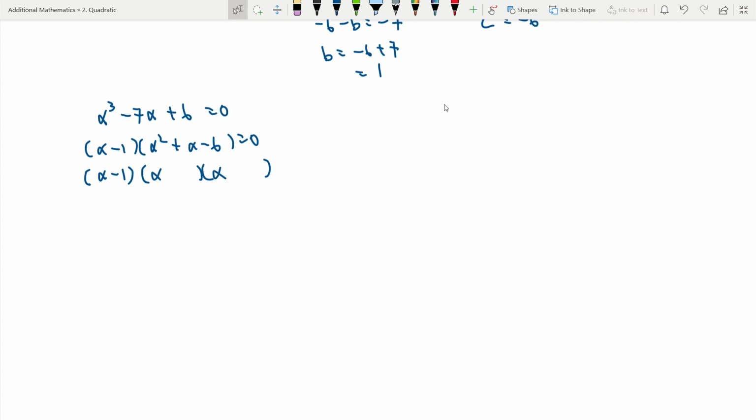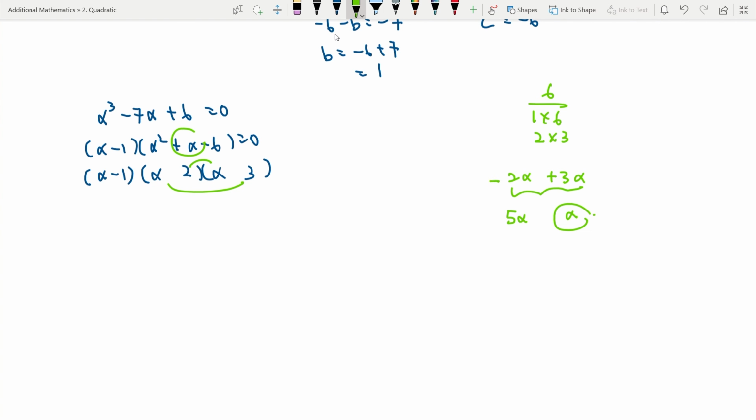Alpha square will be alpha and alpha. For the 6, we have 1 and 6 and 2, 3. Let's try 2 and 3. Here we obtain 2 alpha. Here we obtain 3 alpha. If we add them, we will get 5 alpha. If we minus them, we'll get alpha. Alpha is what we want. Plus 3 minus 2. The positive follows the 3 alpha. The negative follows the 2 alpha. And lastly, we need to check that negative times positive will give us a negative.